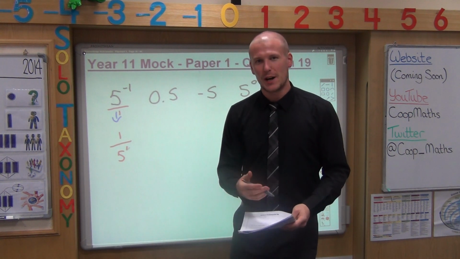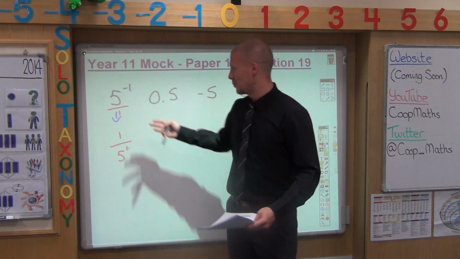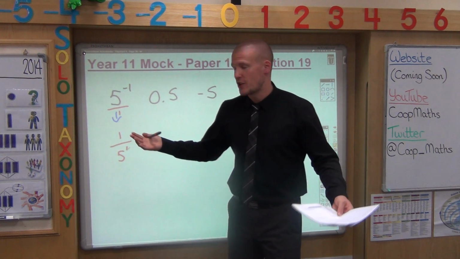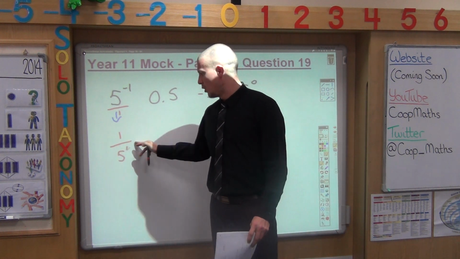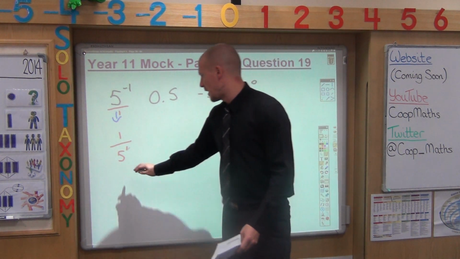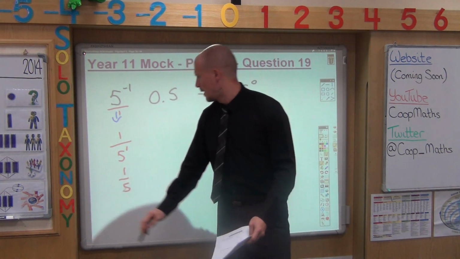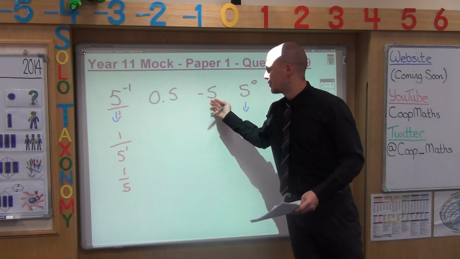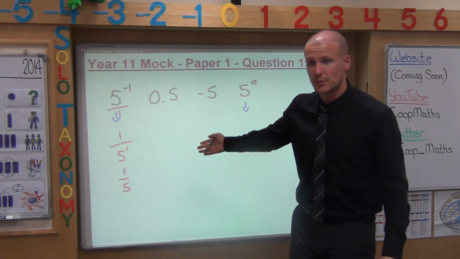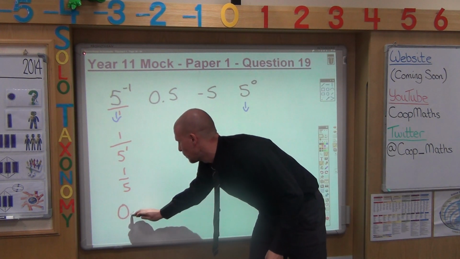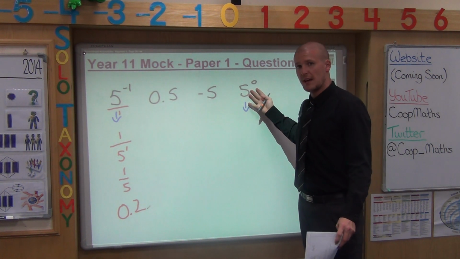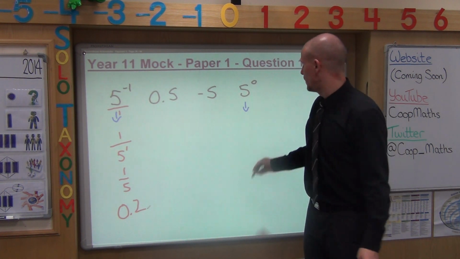But 1 to any power is always 1 anyway, so 1 isn't changed, okay? So you have 1 all over 5 to the power 1, anything to the power 1 is just itself, that is a fifth. But because we're dealing with whole numbers or decimals, real numbers here, I want to change that to a decimal. 1/5 is 0.2, okay?